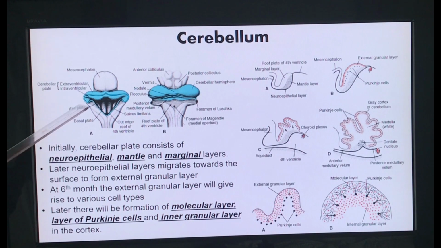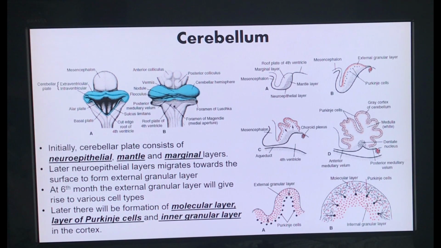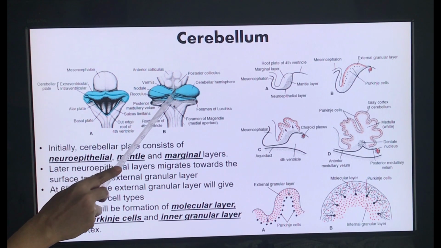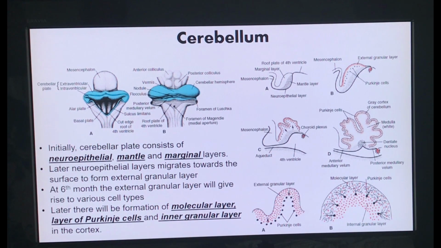Here you can see this is the plate. Due to the deepening of the pontine flexure, they approach in the cephalocaudal direction and compress each other, and this leads to the formation of the cerebellar plate. At midline there will be a vermis, and there will be further growth of the lateral aspect, which is called the cerebellar hemisphere.